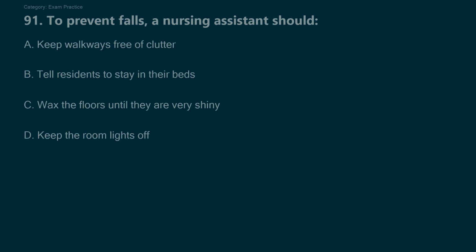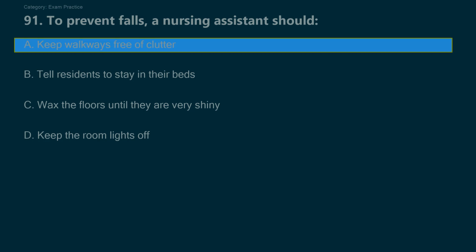Question 91. To prevent falls, a nursing assistant should: option A, keep walkways free of clutter. Option B, tell residents to stay in their beds. Option C, wax the floors until they are very shiny. Option D, keep the room lights off. The correct answer is option A, keep walkways free of clutter.